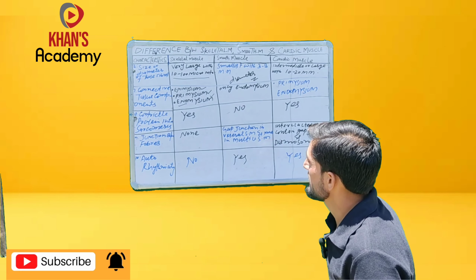Let us see the eighth characteristic: is there any contractile protein organized into sarcomeres? We see that skeletal muscle and cardiac muscle have contractile proteins organized into sarcomeres. When it comes to the smooth muscle, it does not have contractile proteins organized into sarcomeres.